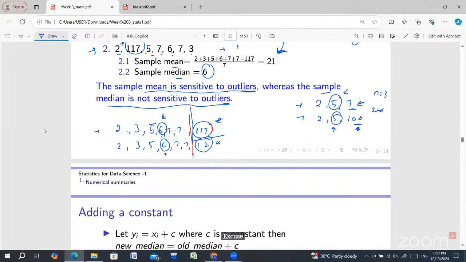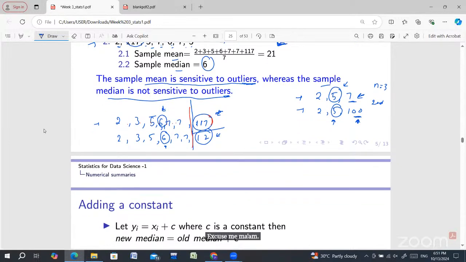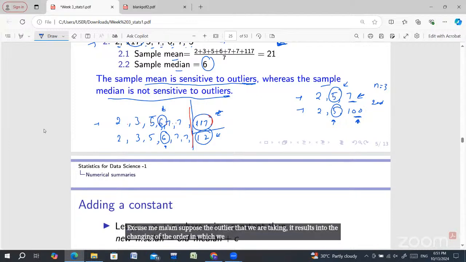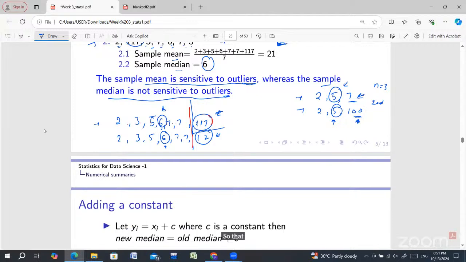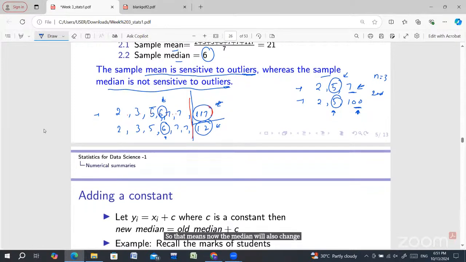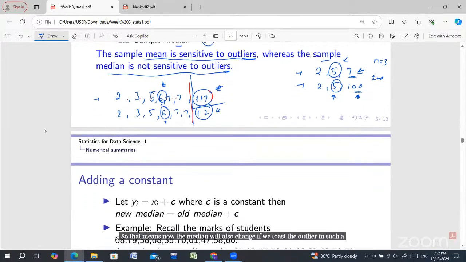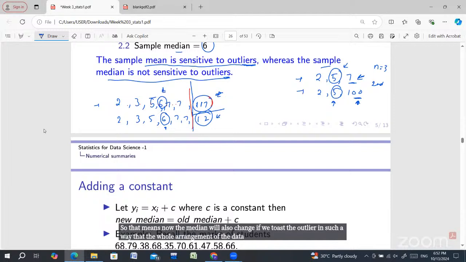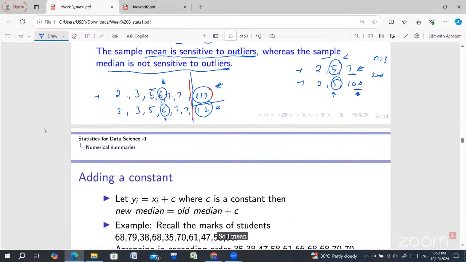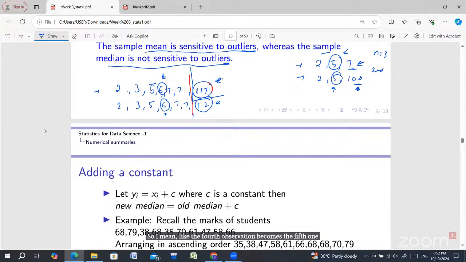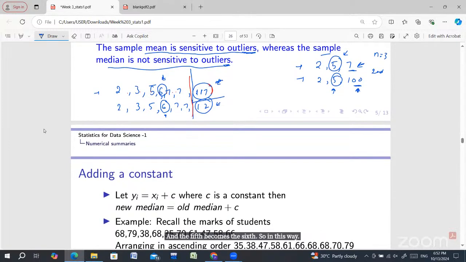Excuse me, ma'am. Suppose the outlier that we are taking results in changing the order in which we arrange the data. That means now the median will also change if we choose the outlier in such a way that the whole arrangement of the data changes. Like the fourth observation becomes the fifth one, and the fifth becomes the sixth. In this way, the median will also change.